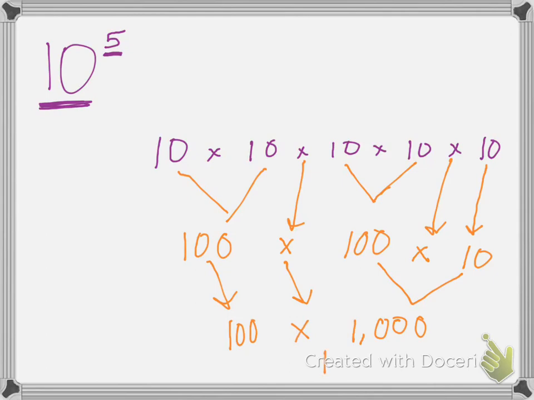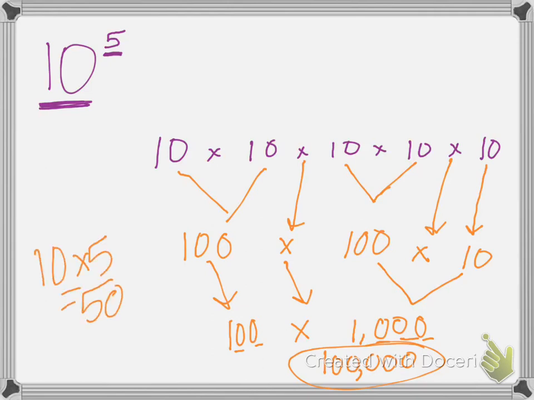And then 1 times 1 is 1. How many zeros do I have behind it? 1, 2, 3, 4, 5. So I would have 100,000 would be my answer. So that is way different than saying 10 times 5 equals 50. Totally 2 different numbers. So when you use exponential form or exponents, this is what we're doing. We're breaking it down just like this. Easy peasy.